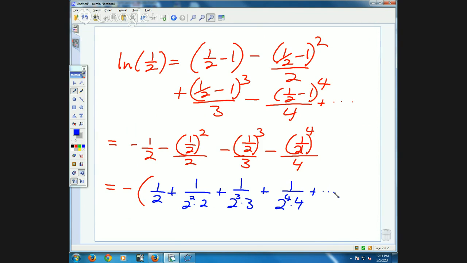Okay, so if x is 1/2, I will get this particular series, which I think I can rewrite in summation notation, right? Put a negative in front, summation, n going from 1 to infinity, 1 over 2 to the n times n, which is a twisted geometric series, right?